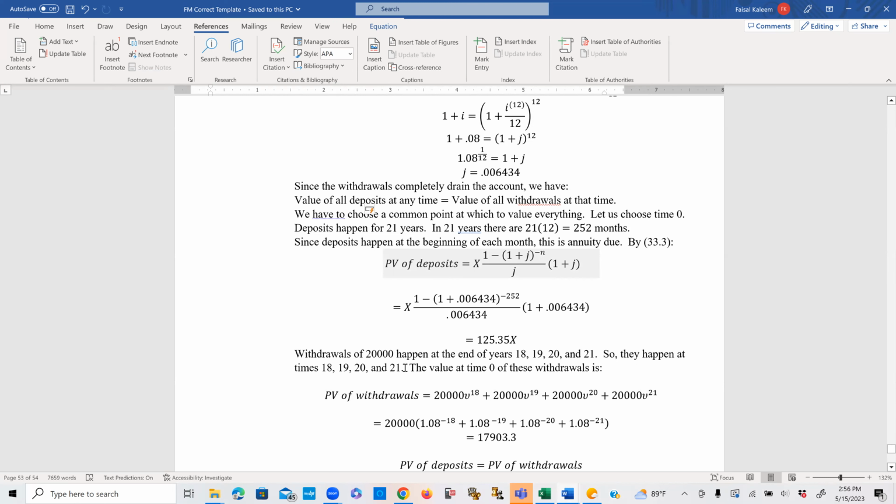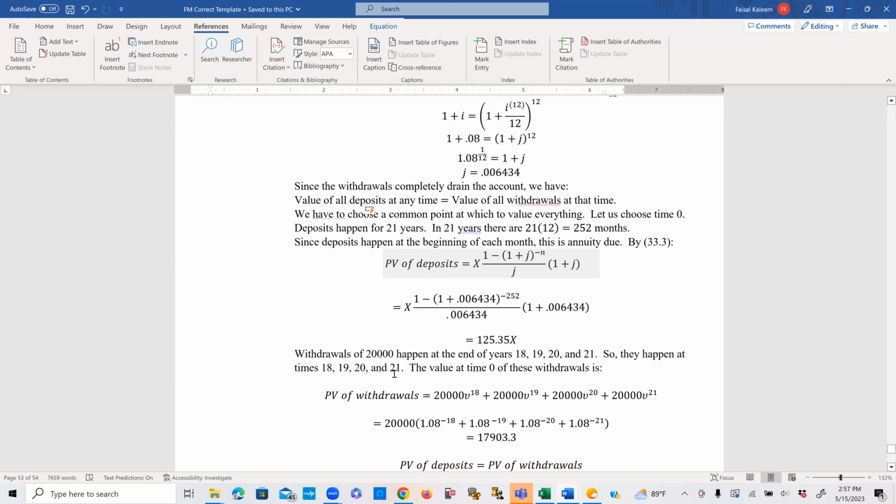Remember, when it was at the beginning, the time at which it happens is one less than the year we are in. If it said the withdrawals happen at the beginning of these years, then the beginning of year 18 would actually be time 17, and so on. But here it's happening at the end of these years. Something happening at the end of any year means it's happening at time exactly that.